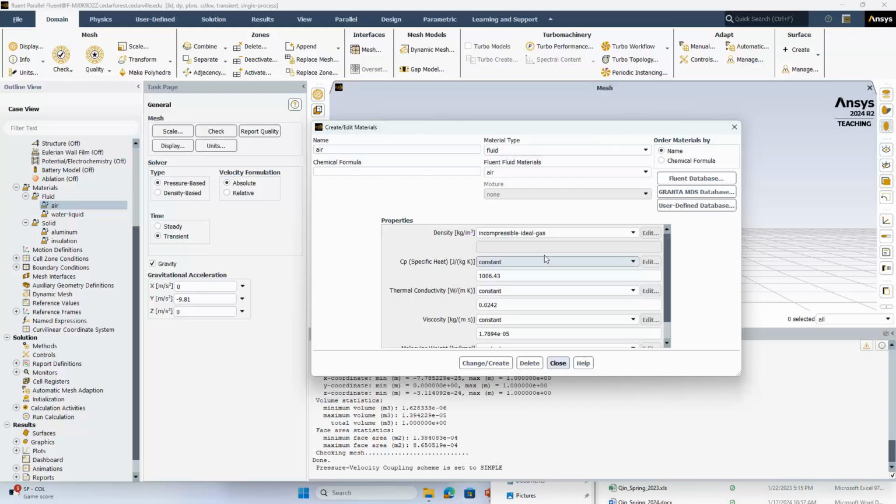Which in fact, according to my experience, works very well for our cooler case. By using this option, the ideal gas law is going to be used to calculate the air density. The ideal gas law is pressure equals density times RT, so density can be calculated from air pressure and temperature. With this so-called incompressible ideal gas law, we always use a constant pressure. We assume that air pressure doesn't change.